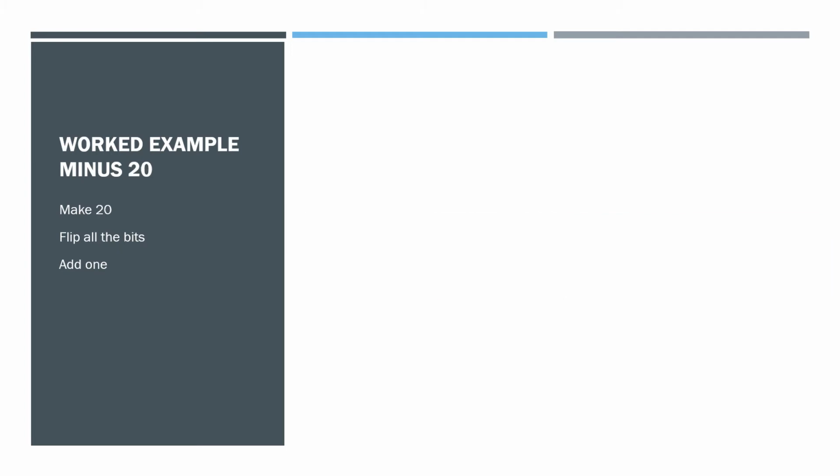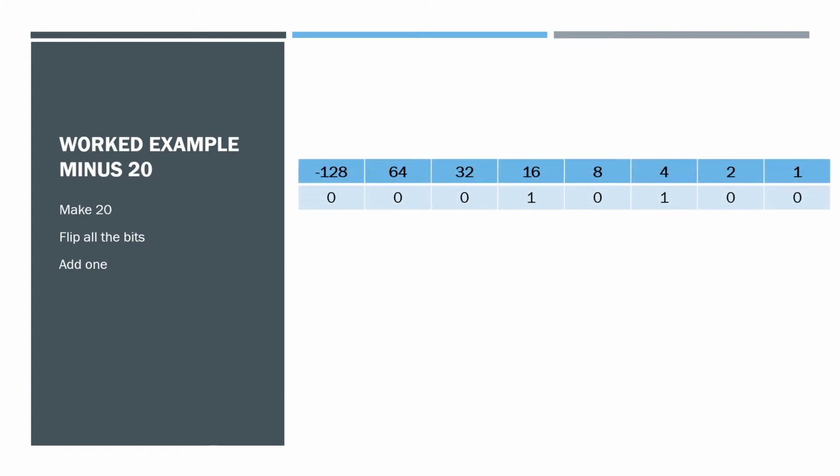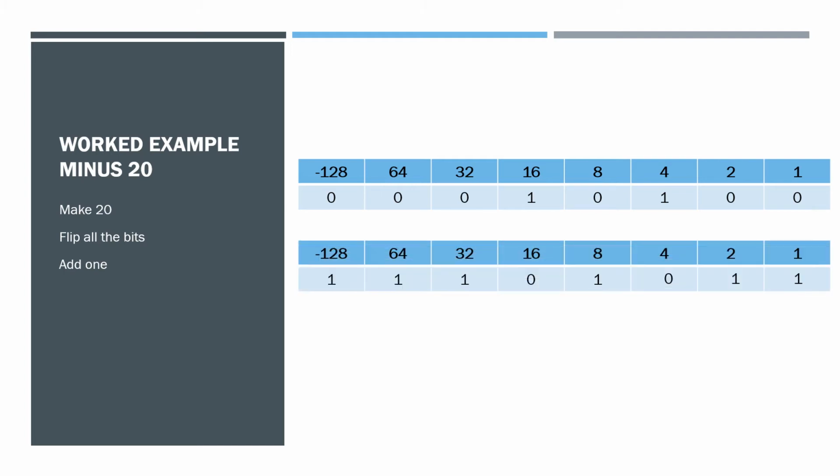Here's another example, minus 20. Make 20. 16 plus 4 is 20. Flip all the bits and add 1. It's a slightly longer process because there's a couple of carry bits, but that is minus 20 in 2's complement. You're allowed to use this method in the exam, and it's a very quick way of making negative numbers.